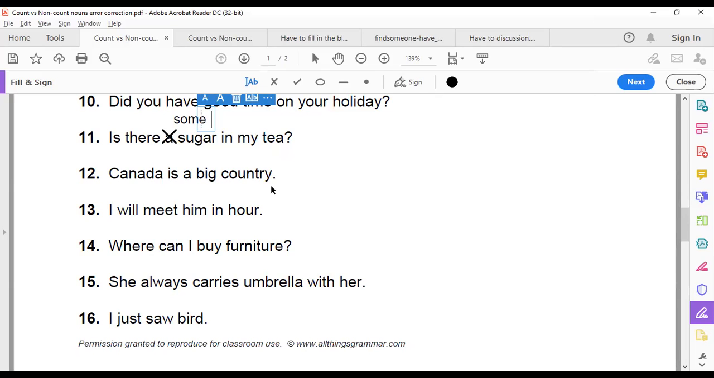A golden rule. How can you identify or how can you know if a word is countable or uncountable? Si se puede contar o no contar, ¿verdad? O, en otras palabras, si se le puede agregar la forma plural, the plural form, o la forma singular, singular form, la a or an. Trate de hacerlo plural, ¿verdad? In the case of number 12, Canada is a big country.